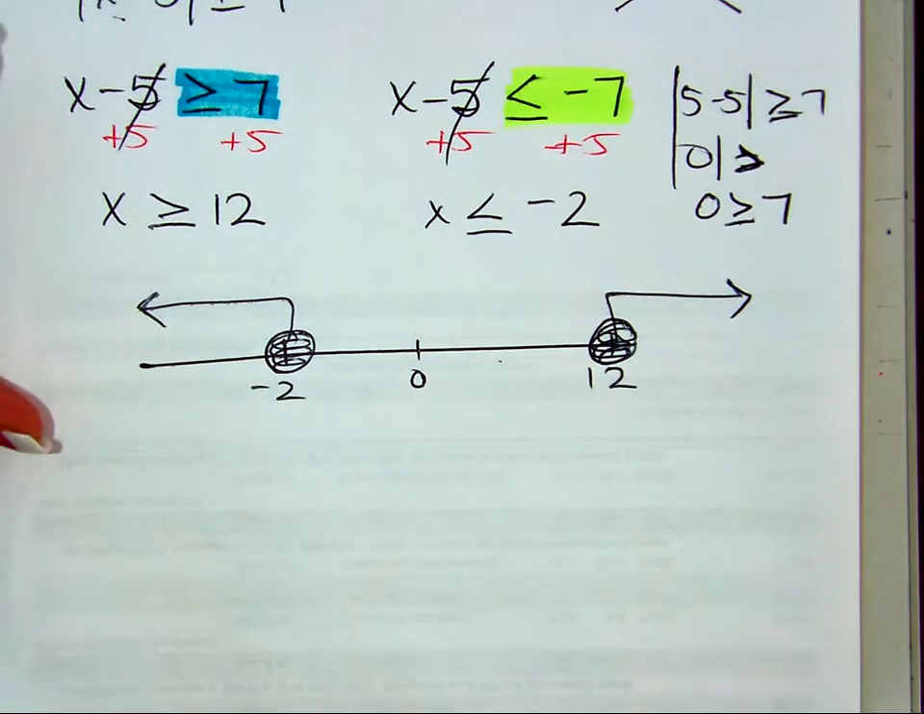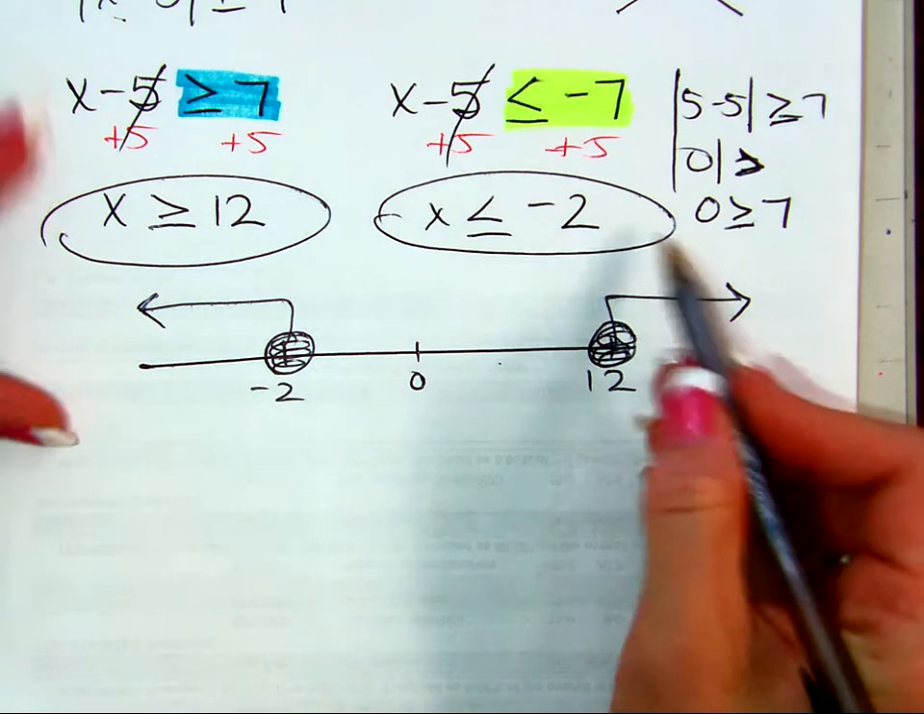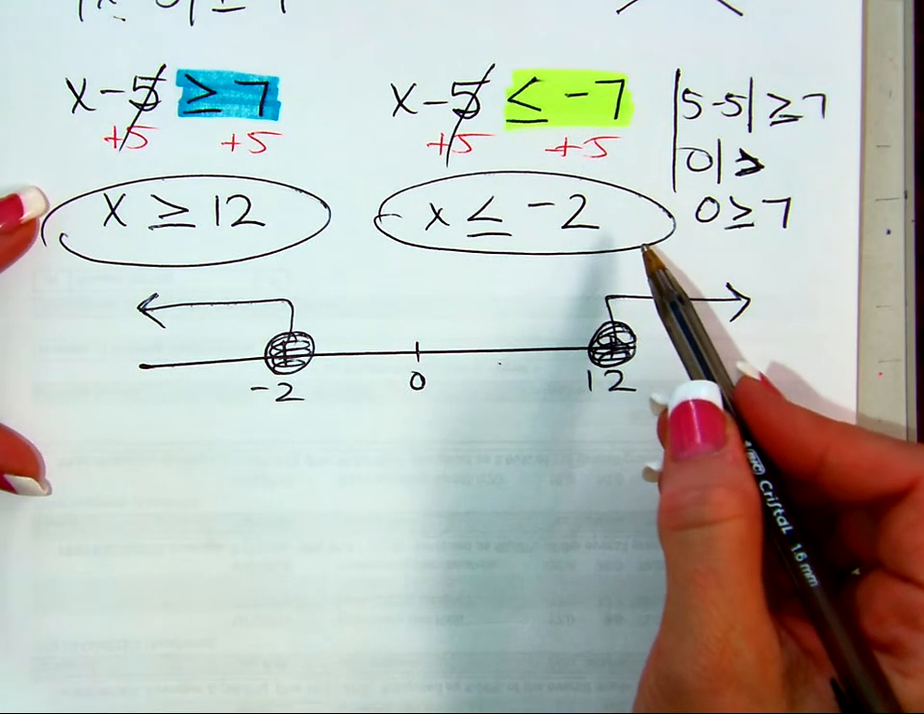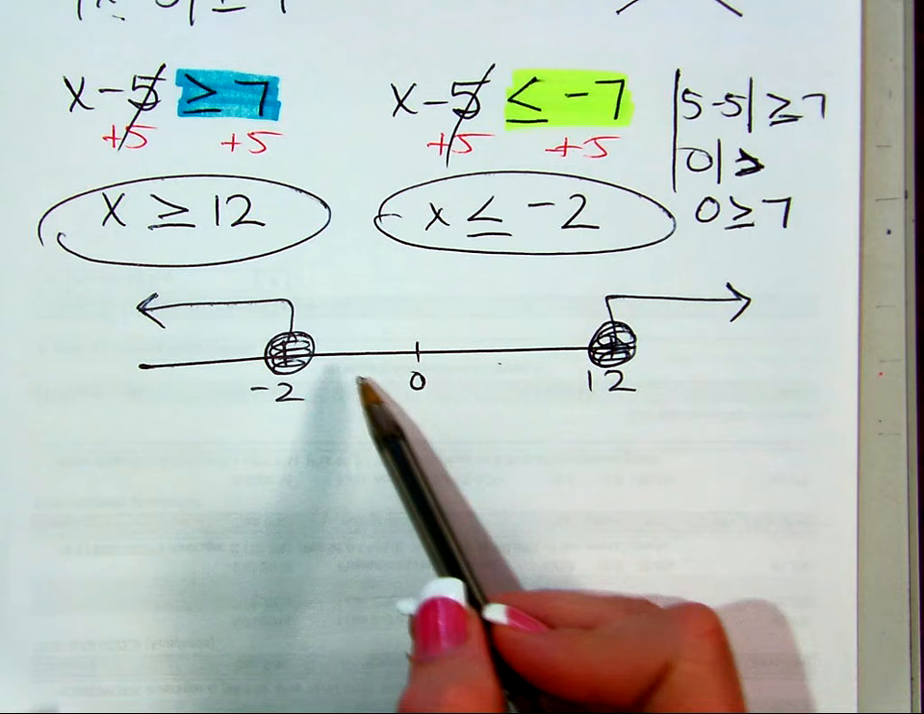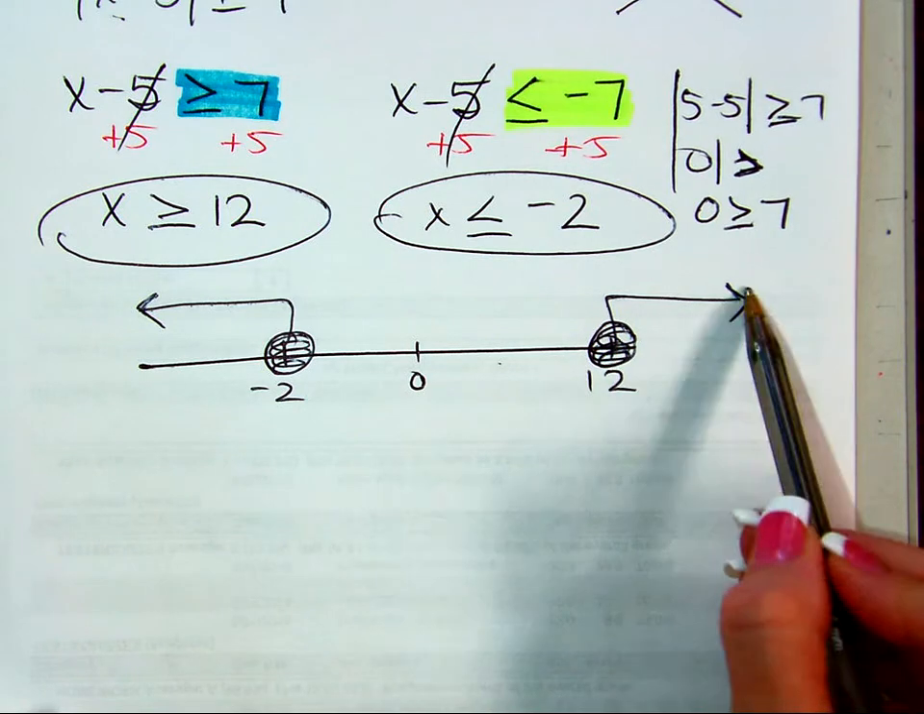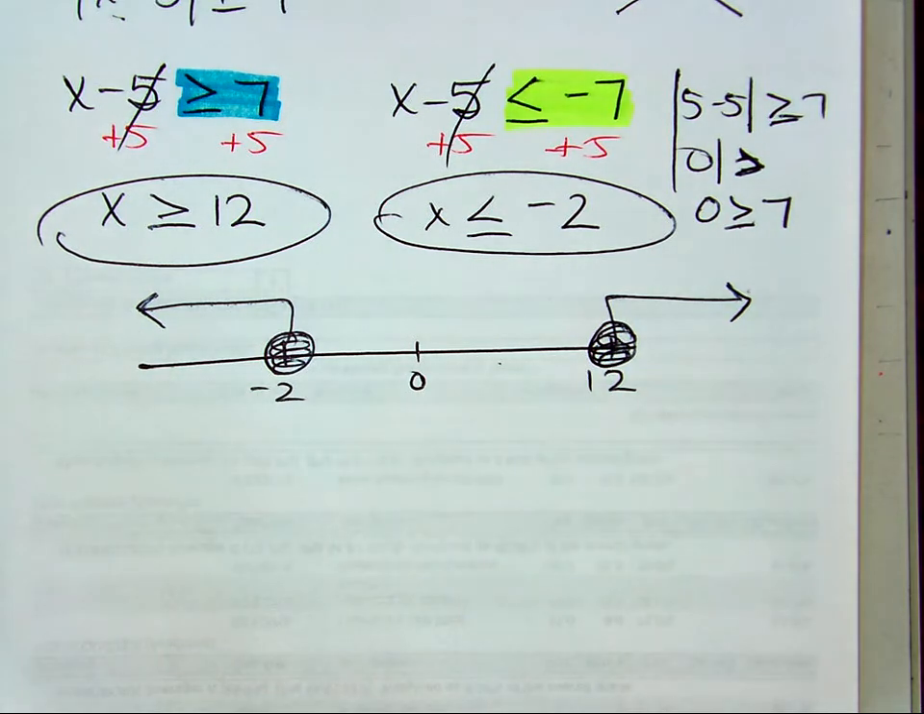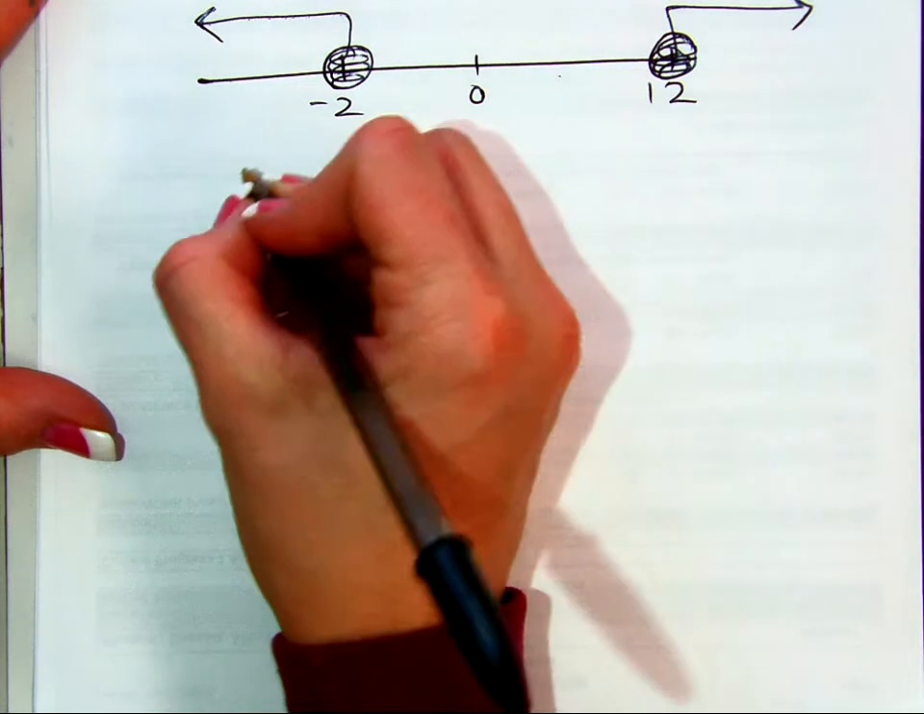So watch. Is it okay to leave your answer like this? Yes. Because it can't be written combined, because your solution has to be greater than or equal to 12 or less than or equal to -2. Got it? Okay, let's try this one.